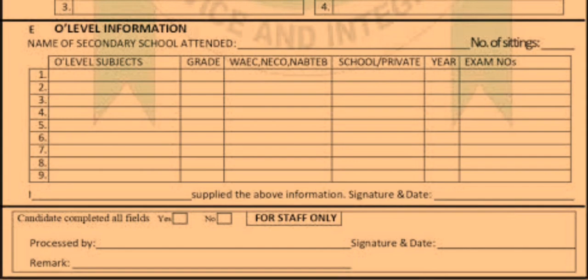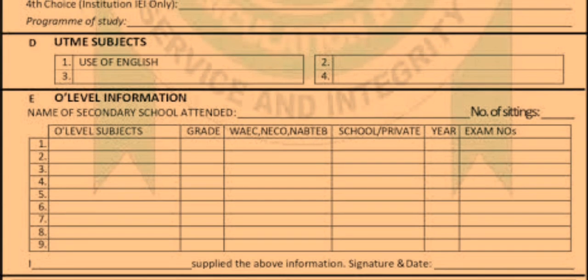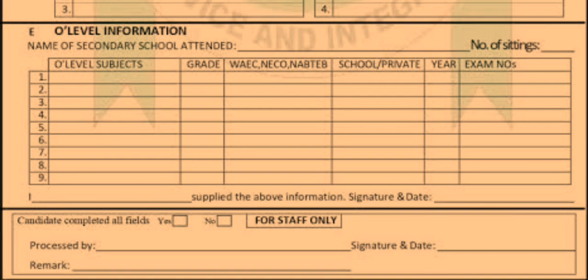Then the last stage should be your O-level result. Your O-level result, that is your WAEC result, your NECO result, or your GCE result, or sometimes also NAPTEP. Name of the school you attended. The name of the school you attended should be the name on the WAEC result. Maybe you wrote your WAEC in a different school from the school you have been attending. The name of the institution you attended should be the name of that particular school you sat your WAEC in.